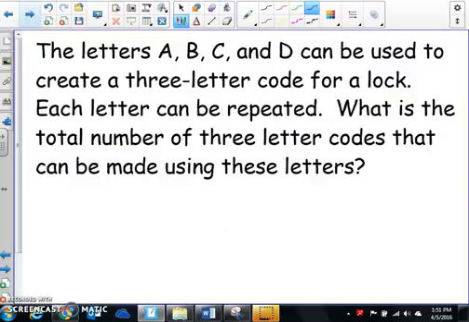Next one. The letters A, B, C, and D can be used to create a 3-letter code for a lock. Each letter can be repeated. What is the total number of 3-letter codes that can be made using these letters?